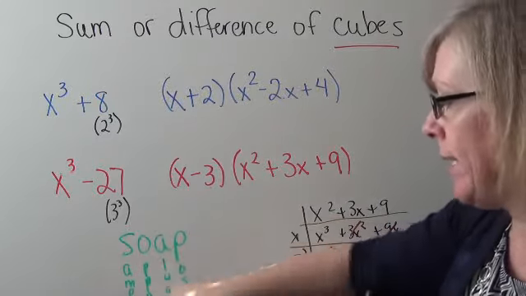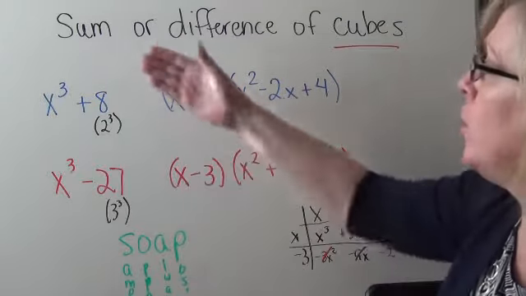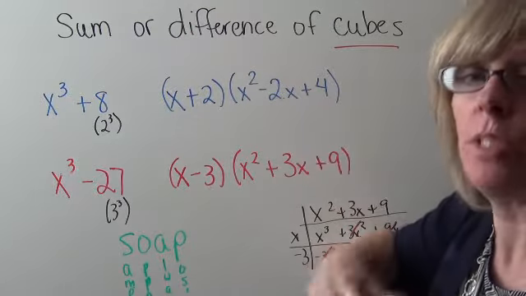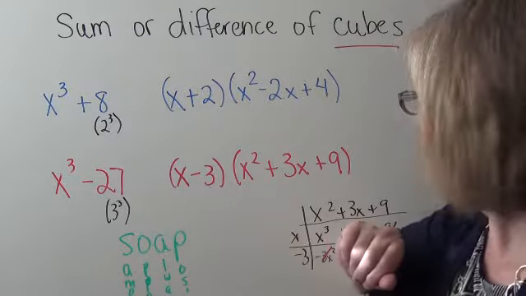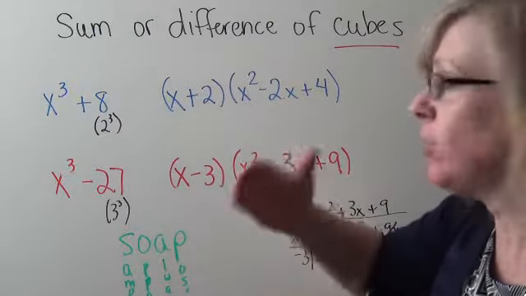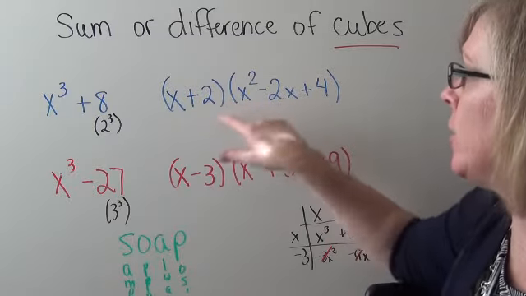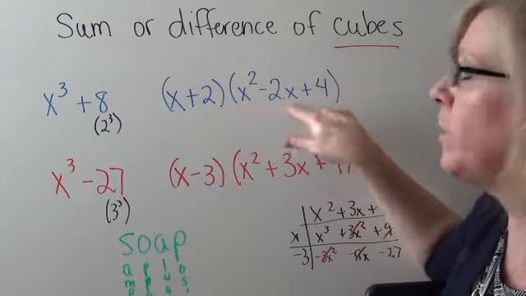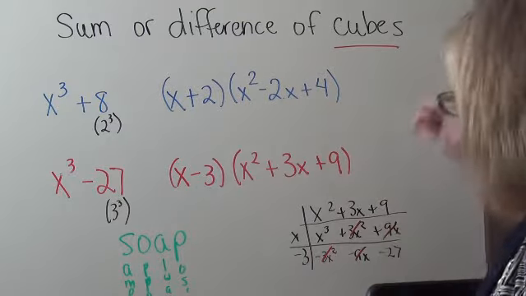So write down SOAP, and know that it goes with sum or difference of cubes. It's a pattern that you need to memorize. What would we do with this? We're doing a simplification. We want to factor this all the way down. So if I'd gotten to here, I could now use the quadratic formula to simplify the next step.